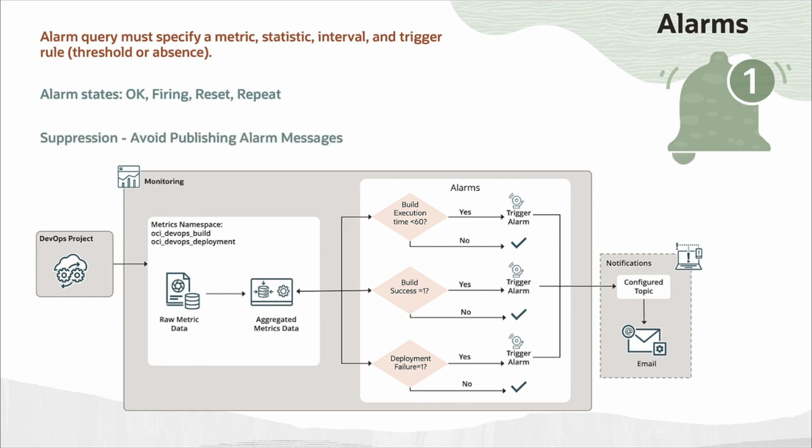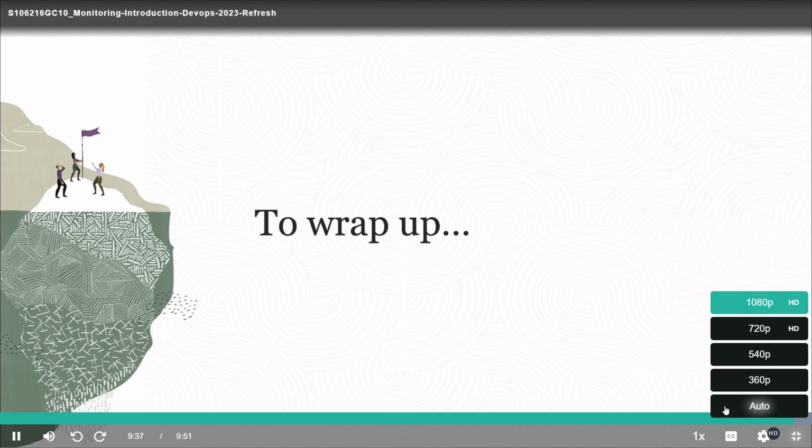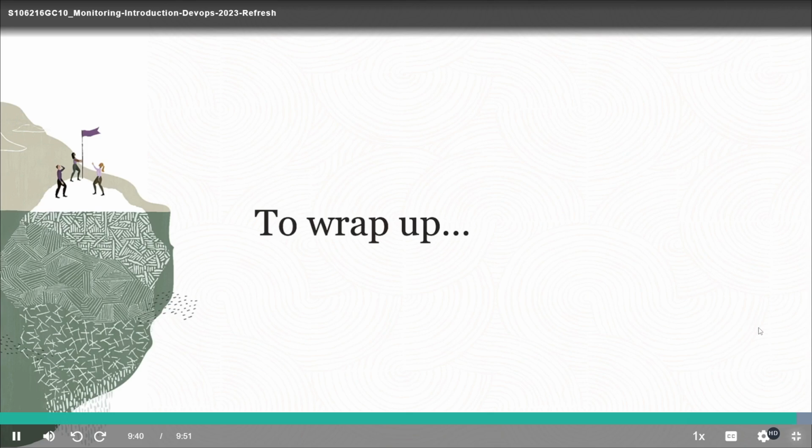Suppression is another configuration used to avoid publishing messages during a specified time range. This is usually useful to suspend alarm notifications during system maintenance time. To wrap up, we looked into an overview of the monitoring service, the key concepts of using metrics and alarms.